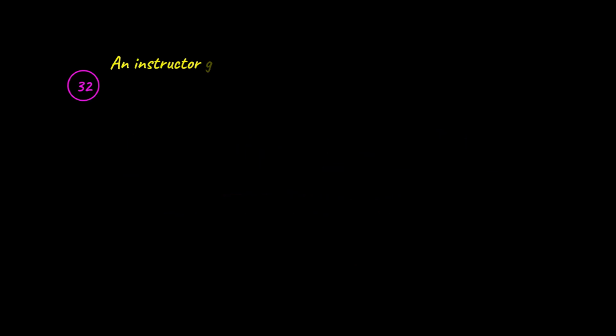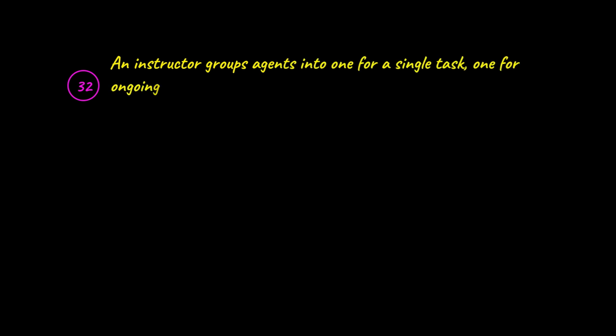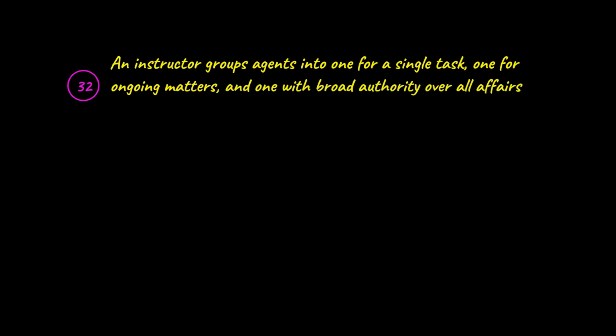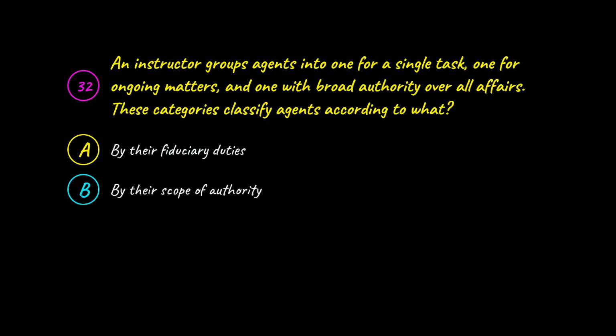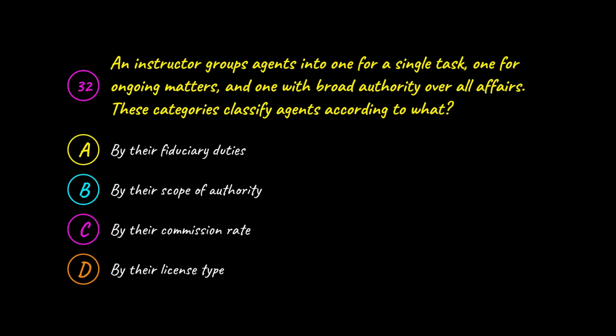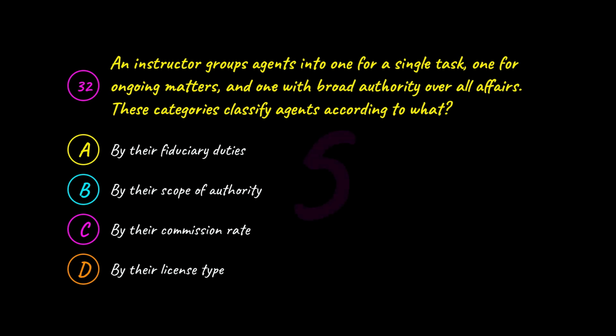Question 32. An instructor groups agents into one for a single task, one for ongoing matters, and one with broad authority over all affairs. These categories classify agents according to what? Your options are A, by their fiduciary duties, B, by their scope of authority, C, by their commission rate, D, by their license type. Got a guess? Lock it in.